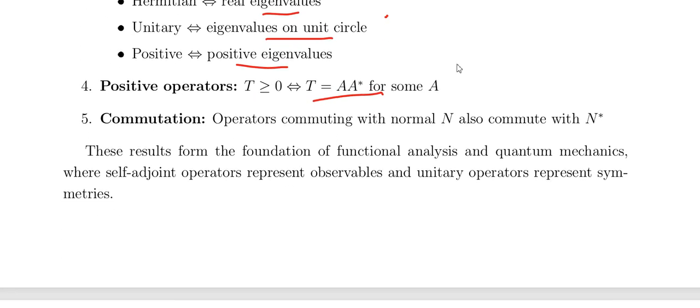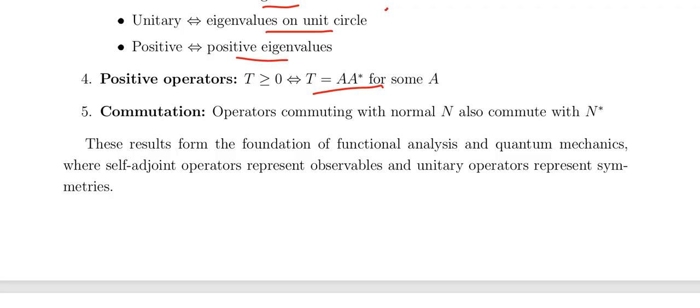An operator commuting with the normal operator N also commutes with N star, that is one result. You would have proved that AN equal to NA implies AN star equal to N star A. That is called the operator with normal, that is, commute with N star.